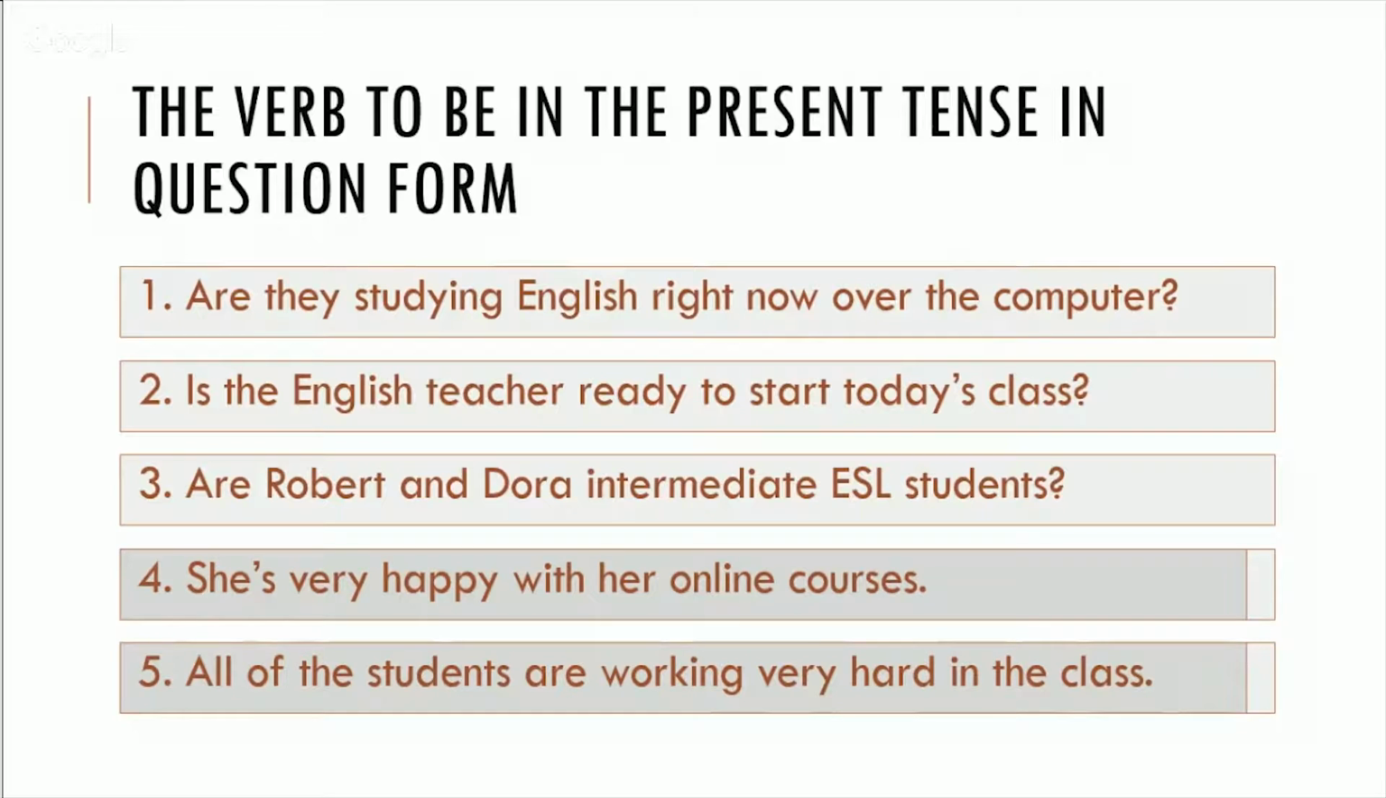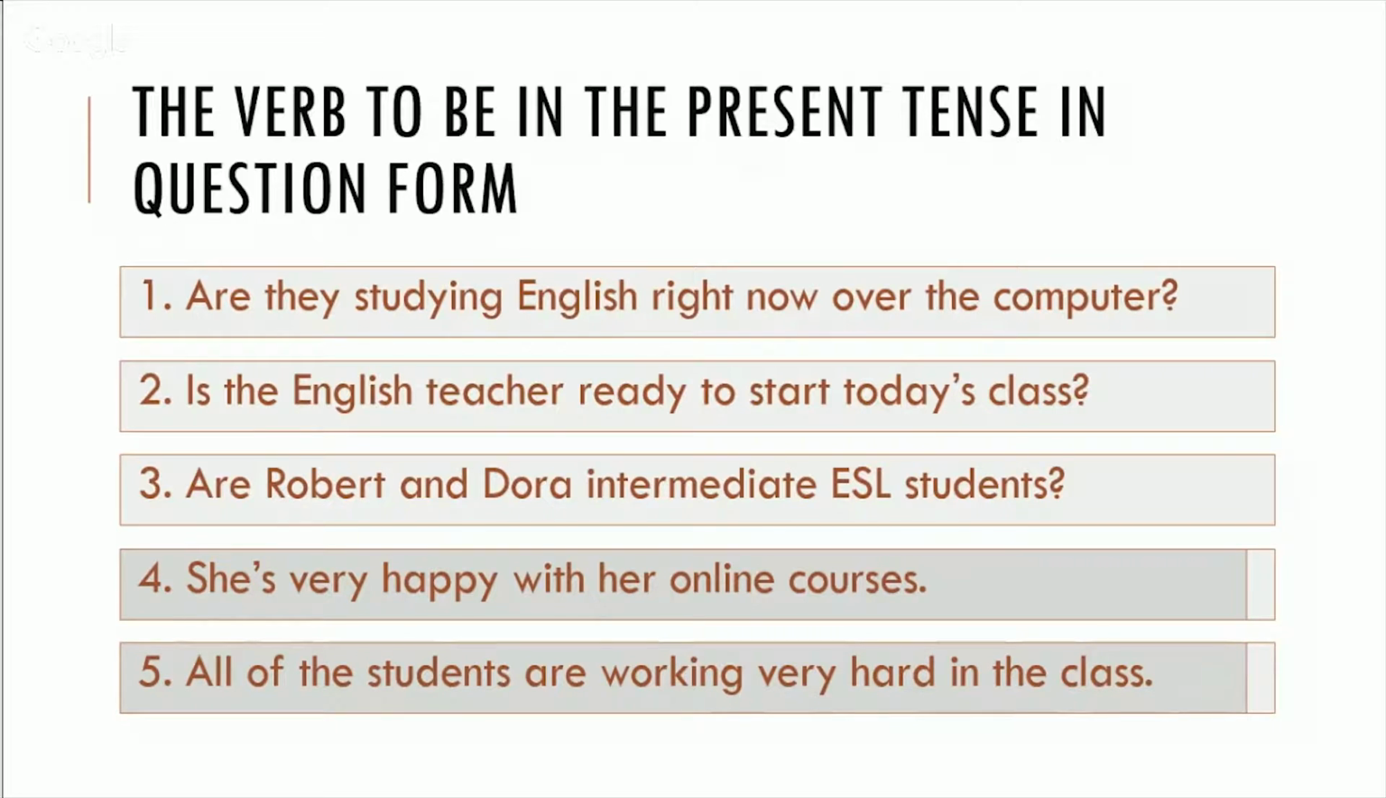Number four reads, she's very happy with her online courses. Okay, so let's take a look at that one. And I want that one as a question. This one, again, it's in a contraction, so you have to take the contraction off first. Then you can move the verb to be to the beginning. And don't forget to add the question mark at the end. And the answer will be a question.